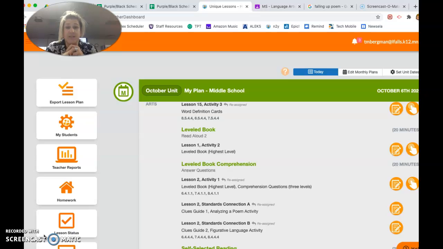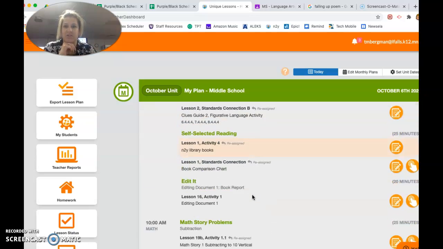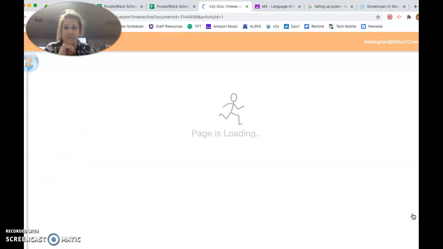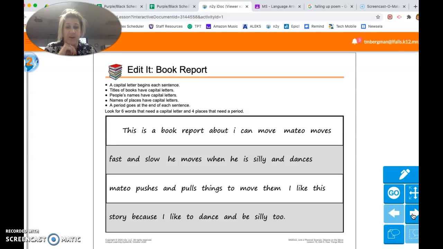The second piece is comprehension questions that go along with that, okay? Again, I'll show you what that looks like, but we're going to get onto some editing because this is sometimes a challenge, especially if you are not here with me. So let's go through this together. This is going to be your editing page for today. It's going to be editing a book report.